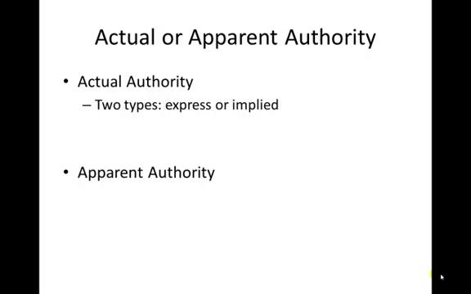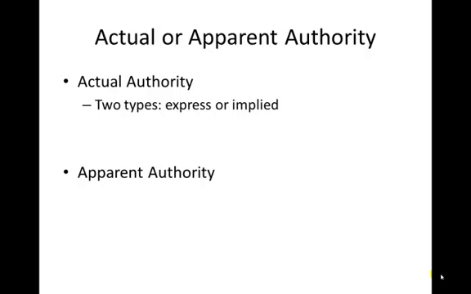When we look at the idea of actual or apparent authority, there are really two types that we will examine. First is actual authority, then there's apparent authority. Within actual authority, there are two types: express actual authority or implied actual authority. Both of these stem from the principal's instructions to the agent and the agent's interpretation of these instructions.